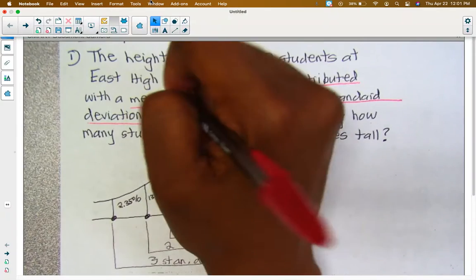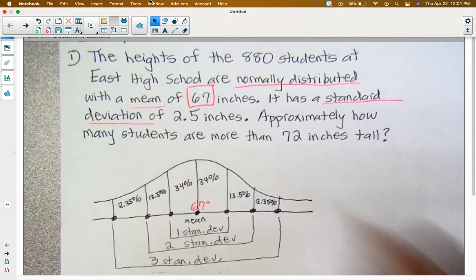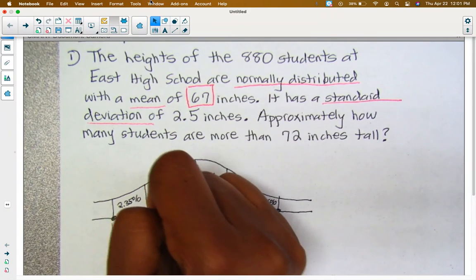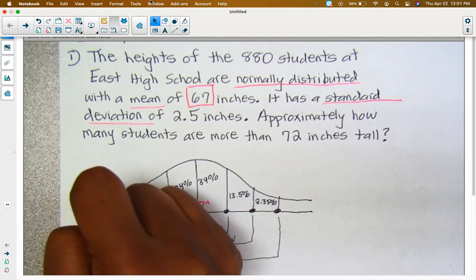Up here it says the mean is 67, so I'm going to put 67 right there. Your mean always goes in the middle. Now it says it has a standard deviation of 2.5. So I'm going to take 67 and subtract 2.5, subtract 2.5 again, and again. So 67 minus 2.5 gives me 64.5. Subtract again, that gives me 62. Subtract again, that gives me 59.5.